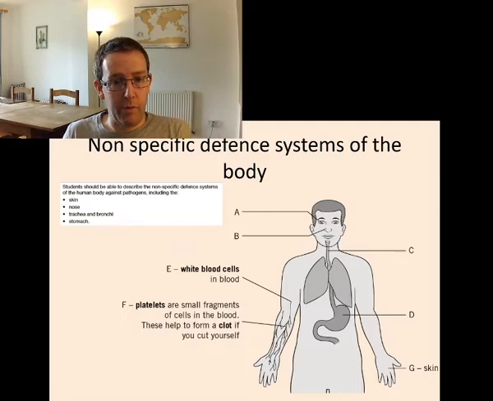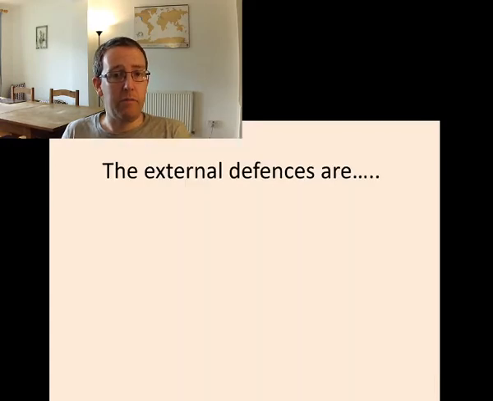You've also got there the white blood cells in the blood, which we're going to get to in a little while, and of course platelets that aren't specifically mentioned on the syllabus, but they're the part of your blood that lets your blood clot. So if your skin is cut, then you don't have an open way for bacteria to get in. Okay, so the ones you have to know, the external defences.